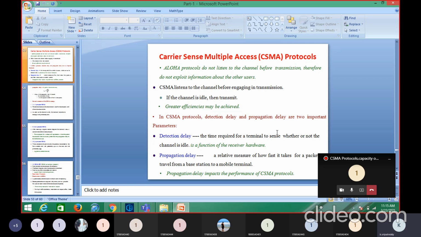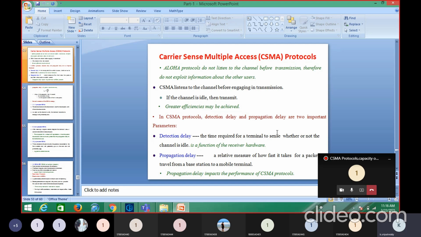Here CSMA listens to the channel before engaging in transmission. That means if the channel is idle, then only it will transmit. If not, it will wait for some amount of time and then transmit. So what is the advantage? Obviously there is a decrease in collisions. The collision chances will be reduced, so that's why efficiency is achieved.